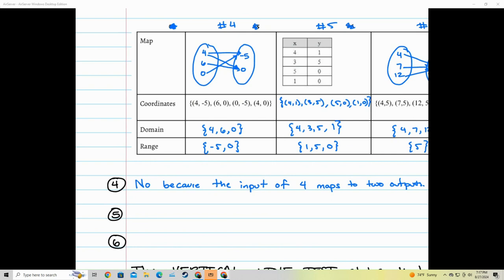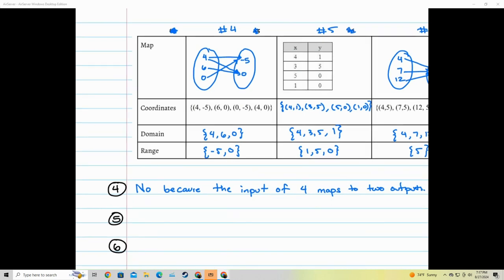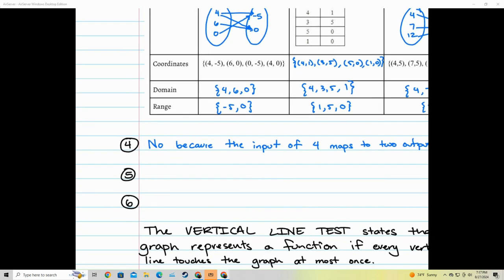Let's take a look at example number 5. Is this a function? Well, let's see. If I press 4, I know I get 1. If I press 3, I know I get 5. If I press 5, I know I get 0. If I press 1, I know I get 0. That's okay. It doesn't matter that they're both 0, because I know every time I press 1, what's going to happen? I'm going to get 0. So that's fine. I know exactly what's happening. So we're going to say this is a function.